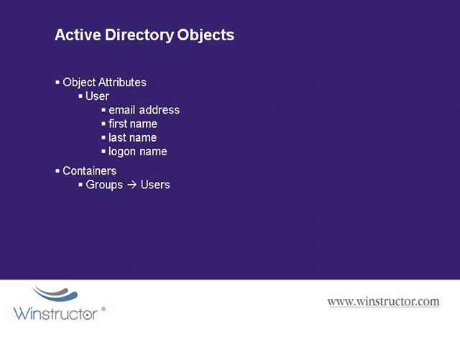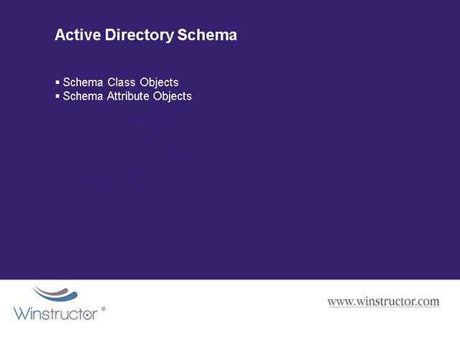Active Directory also has containers that can contain other objects. For example, a group could contain users. Now, it's the Active Directory schema that defines the objects that are stored inside Active Directory. And the schema is really only just a long list of definitions that determine the types of objects that are stored and some information about those objects. These schema definitions themselves are also stored as objects inside Active Directory, and they can be administered in the same way as other objects. So the schema has two different types of objects.